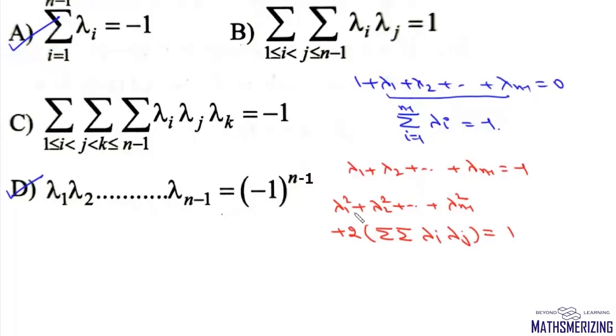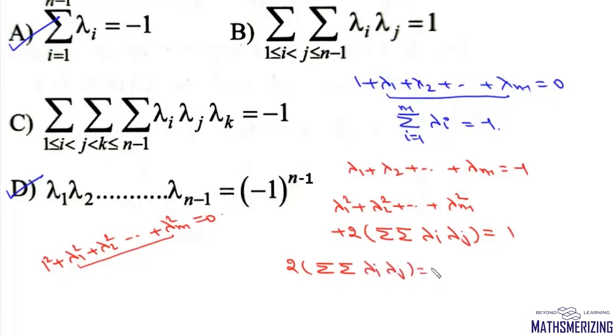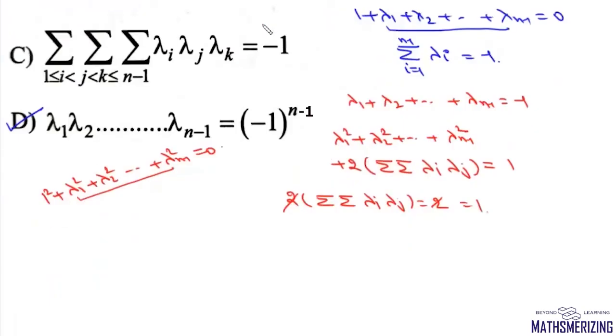Now we know that 1 square plus lambda 1 square plus lambda 2 square plus lambda n minus 1 square is also 0 since n doesn't divide 2. So we can write this as minus 1. So from here we can write 2 times this double summation lambda i into lambda j will be equal to 2. So this summation, it is equal to 1. That means this option B is also correct. Now we need to check this option C.